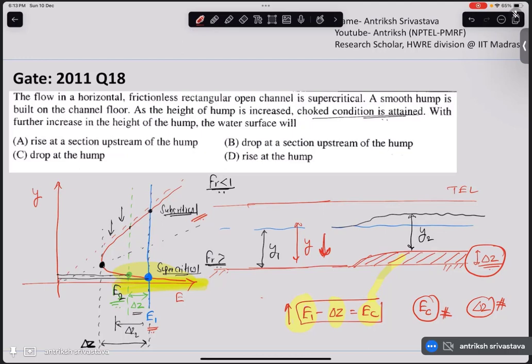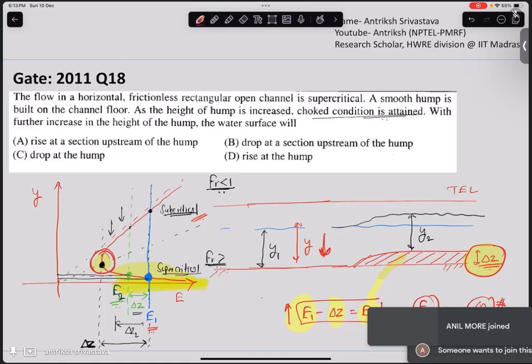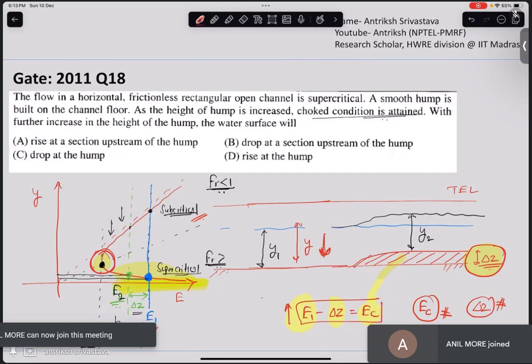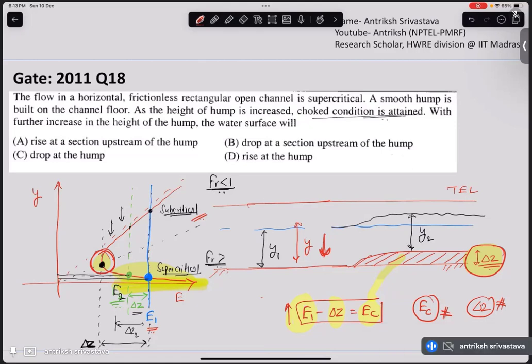So what will happen? If you keep on increasing the hump height beyond this critical point, the energy in the downstream has to remain constant because it has reached the critical point. That means the energy on the upstream side will have to increase to compensate for that. And in case of supercritical flow, when the energy of flow increases, the depth of flow decreases. So that is what we are going to see.